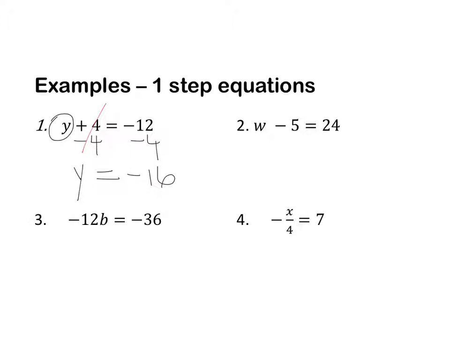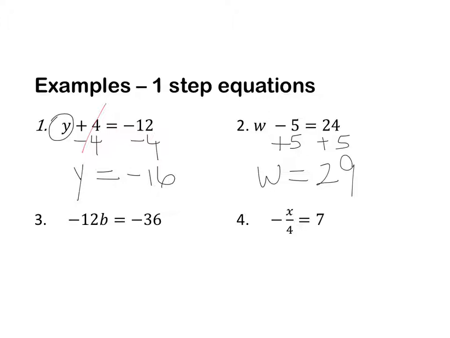Alright, example 2. I am undoing subtraction, so I undo it with addition just like I did on the previous problem. I'm going to add 5. And so my variable here, w, is by itself and it's going to be equal to 29.